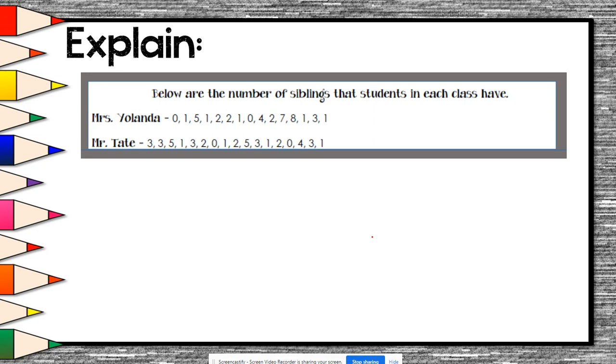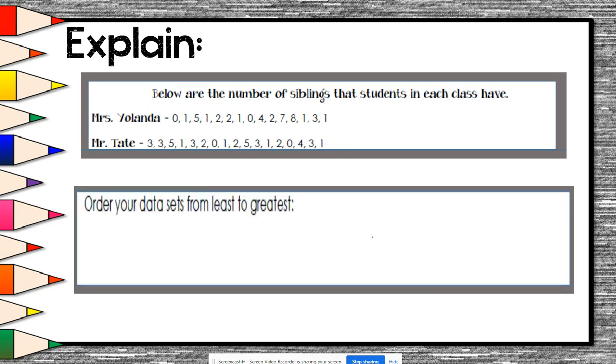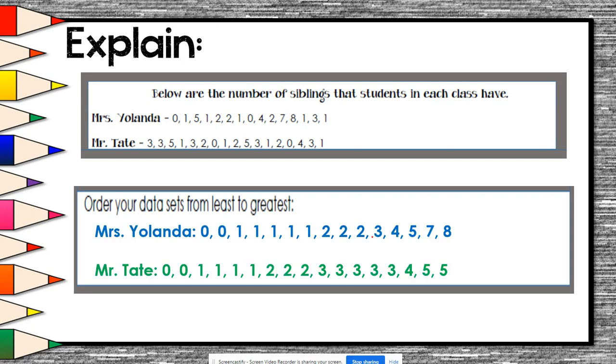Now let's look at another set of data. This set of data shows the number of siblings that students in each class have. The first thing we're going to do is order our data sets from least to greatest. When I look at Miss Yolanda's data set, it should be 0, 0, 1, 1, 1, 1, 1. So there should be 5 ones. Then 2, 2, 2, so 3 twos. Then 3, 4, 5, 7, 8.